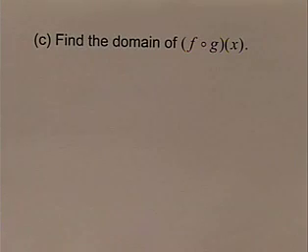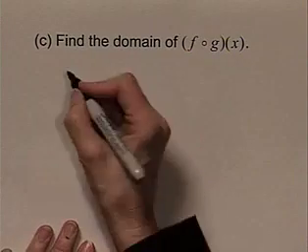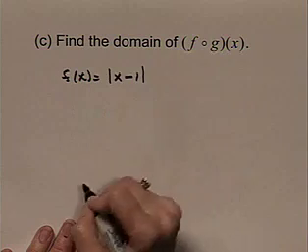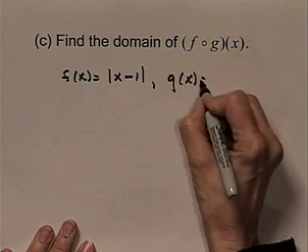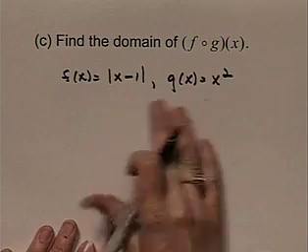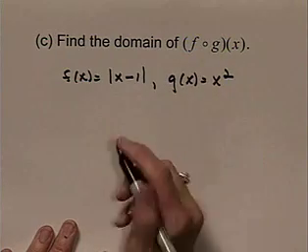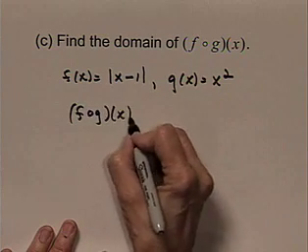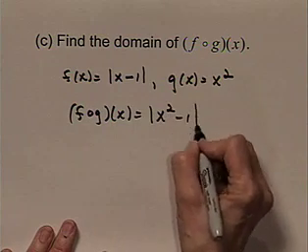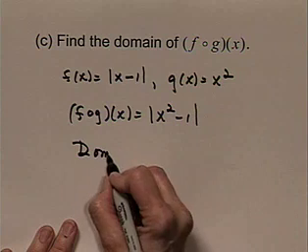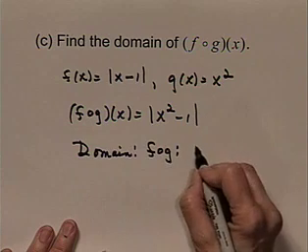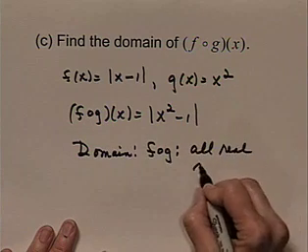Then we wanted to find the domain of our composite function. Now, remember that f of x was the absolute value of x minus 1. G of x was equal to x squared. And both of those exist for all real numbers. So the domain for the composite function, which was the absolute value of x squared minus 1, would also be all real numbers. So we'll write the domain for f composed with g is the set of all real numbers.